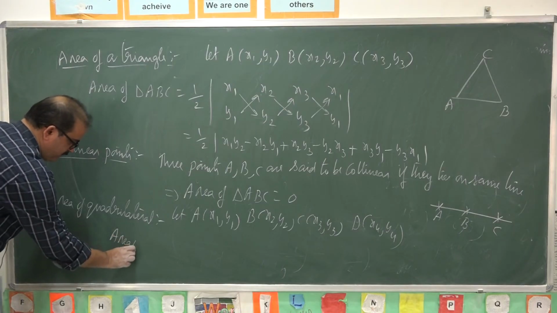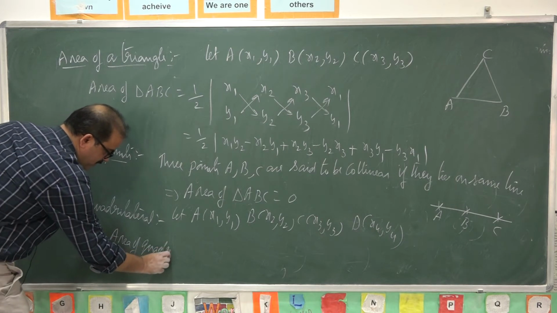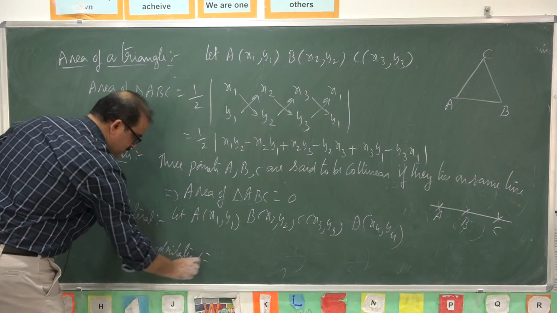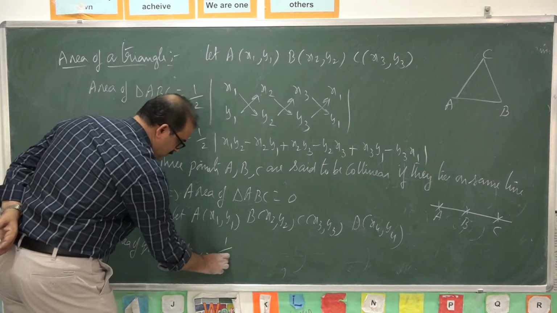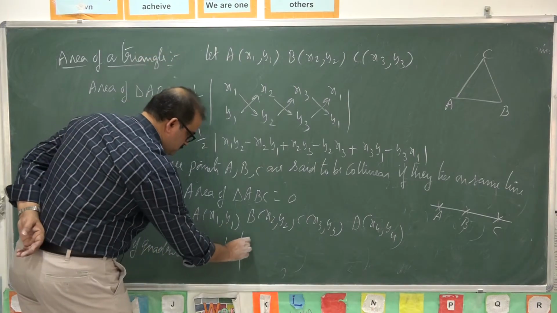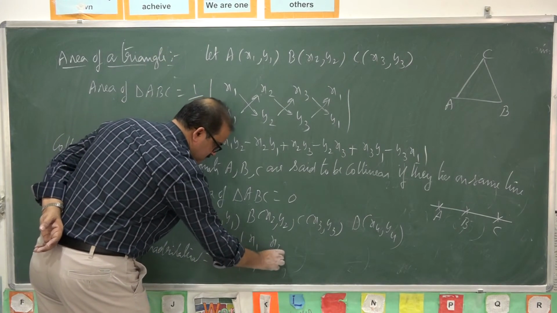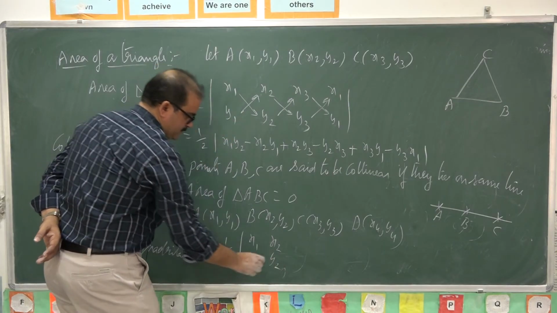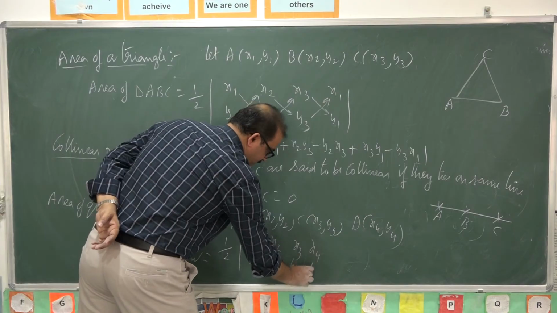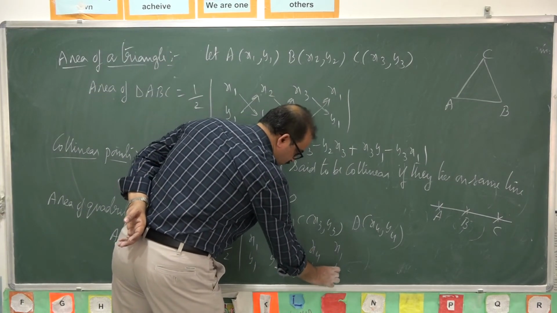Area of quadrilateral is equal to 1 by 2 into, you write the coordinates x1 y1, x2 y2, x3 y3, next x4 y4. Again you write x1 y1.